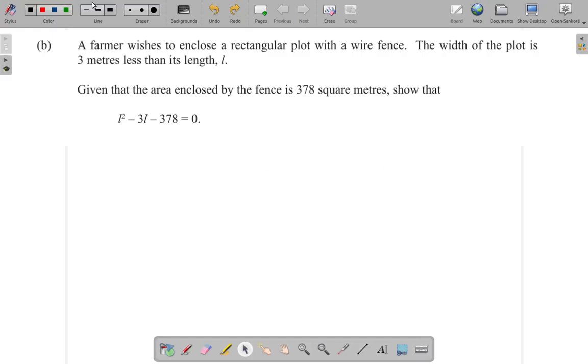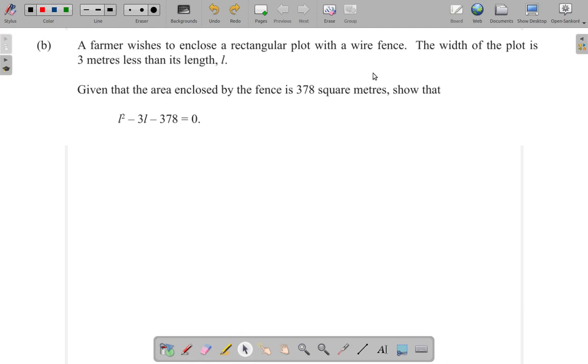Question 2b. A farmer wishes to enclose a rectangular plot with a wire fence. The width of the plot is 3 meters less than its length, L. Given that the area enclosed by the fence is 378 square meters, show that L squared minus 3L minus 378 is equal to 0.